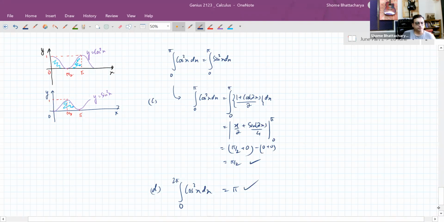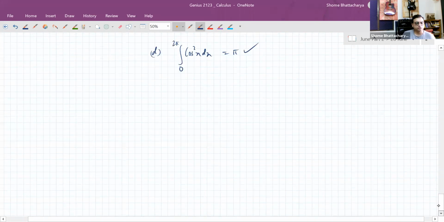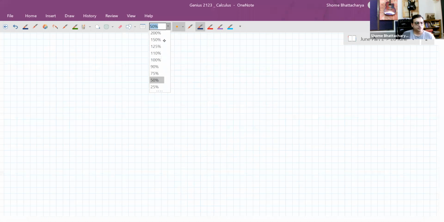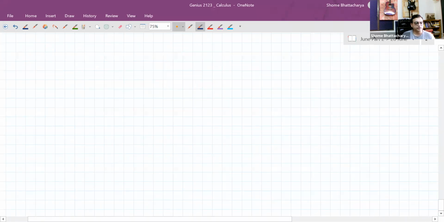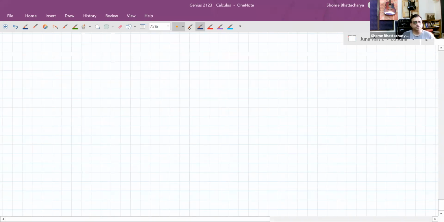Okay, so these are a couple of important integrations to remember: integration of cos square x, sine square x, and integration of sine x into cos x. Okay. Now we will move on to another type of substitution. So integration by substitution.